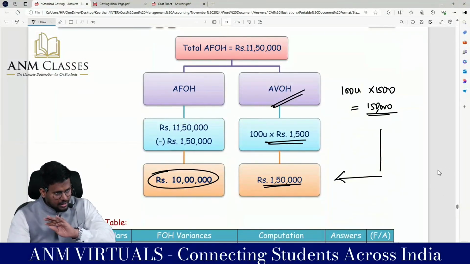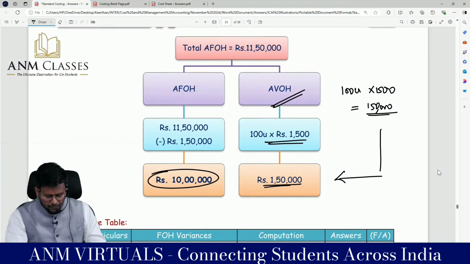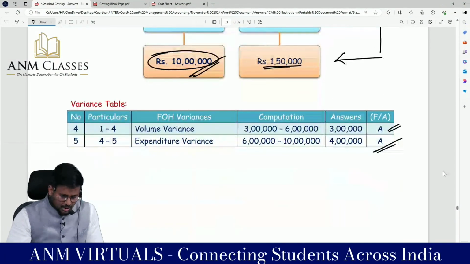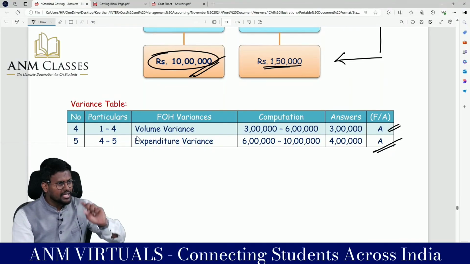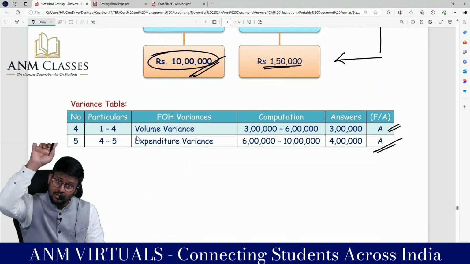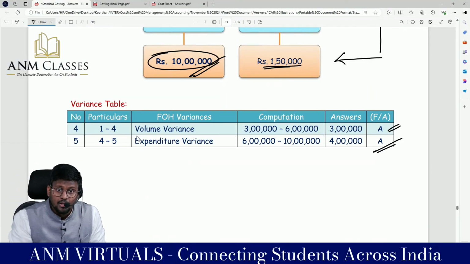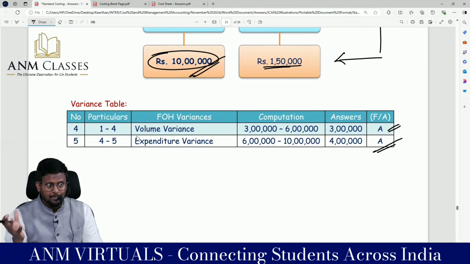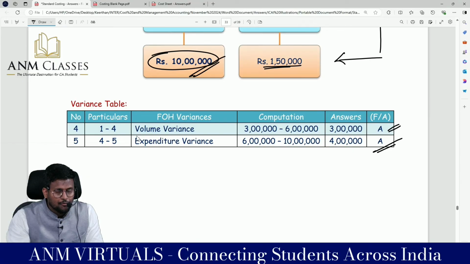We have removed the variable component. We got the fixed component as 10 lakh. Now we are coming to the answer. Sir, 1 minus 4 is the volume variance. When we draw the main table with 5 columns, the first column will be the absorbed overhead and the fourth column will be the BFOH. The difference between absorbed overhead and BFOH is the volume variance.